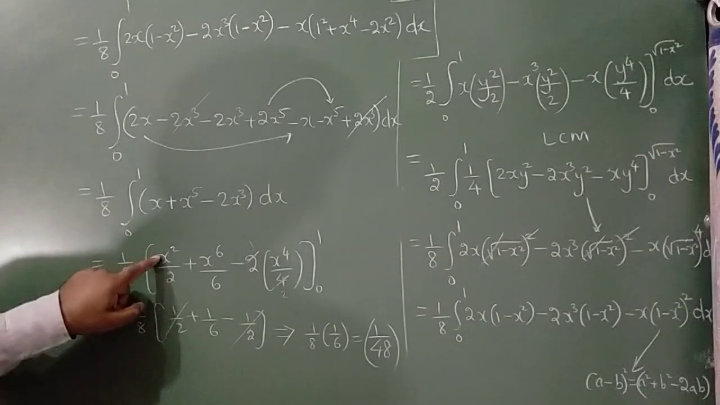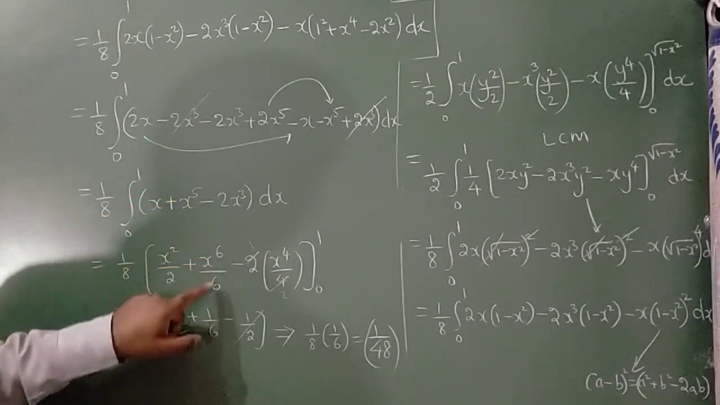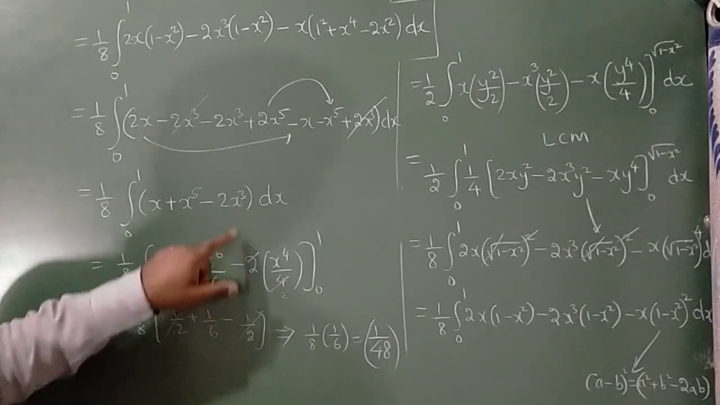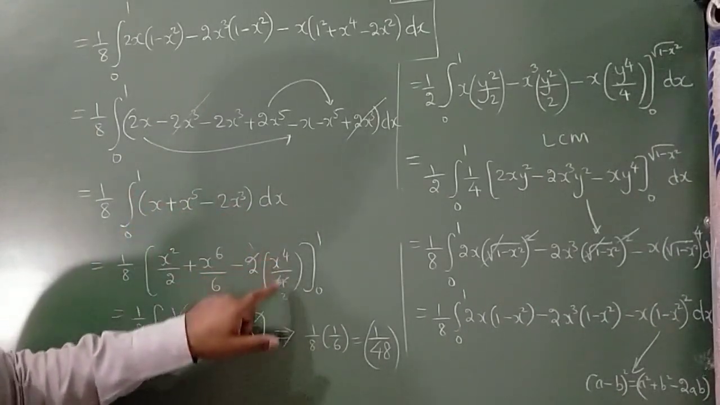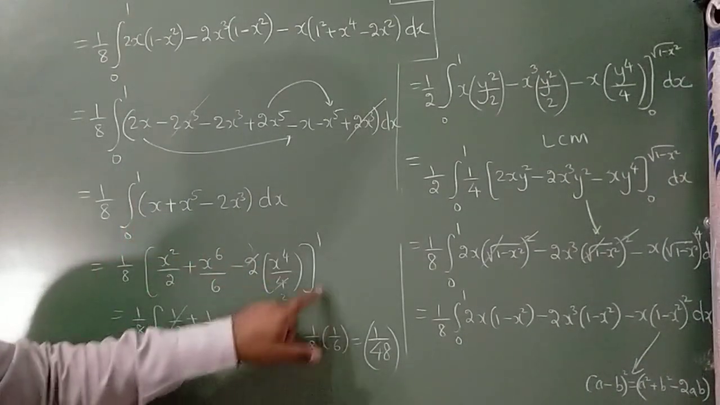So integration of x is x square divided by 2. Integration of x raised to 5 is x raised to 6 divided by 6 minus integration of x cube is x raised to 4 divided by 4, 2 ones are 2, 2 twos are 4. Now apply the limits 0 to 1.